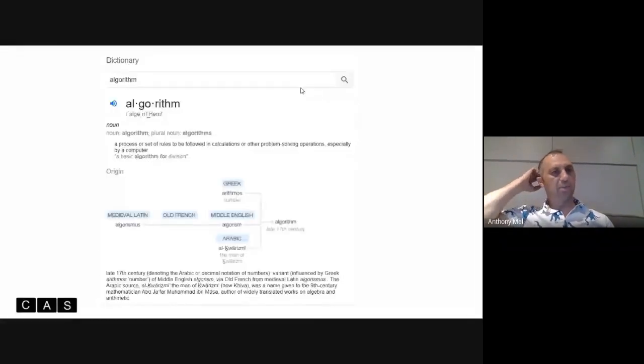This is an example of an algorithm. So an algorithm is a process or a set of rules to be followed in calculations or other problem-solving operations, especially by a computer.